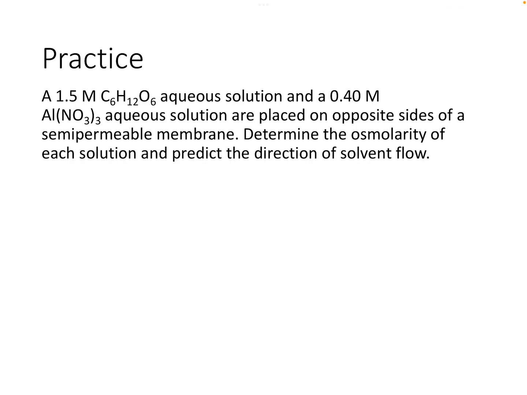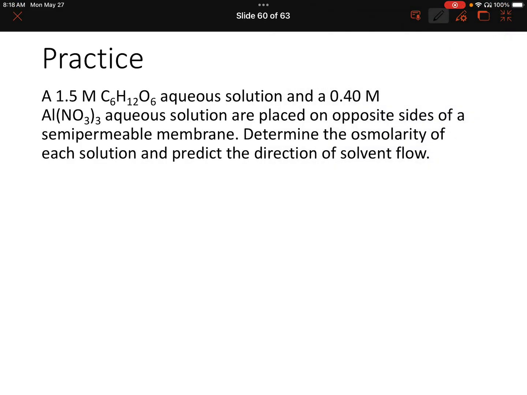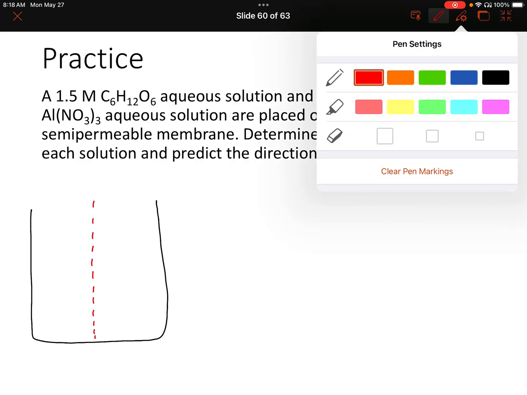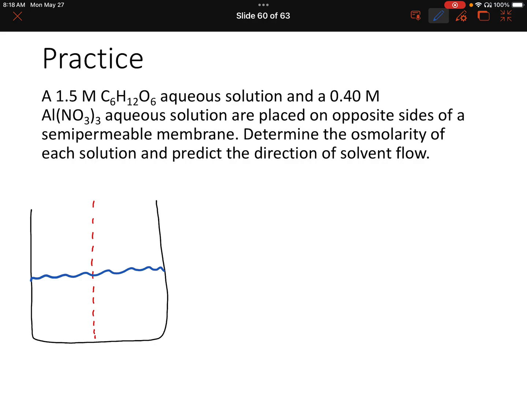So let's say we have a 1.5 molar sugar solution. So C6H12O6 is sugar. And we have a 0.4 molar solution of aluminum nitrate. And again, they're placed on opposite sides of a semi-permeable membrane. So let's determine the osmolarity and predict the direction of solvent flow. So let's draw a beaker again. And we'll put our semi-permeable membrane down the middle. And then we'll draw our water.